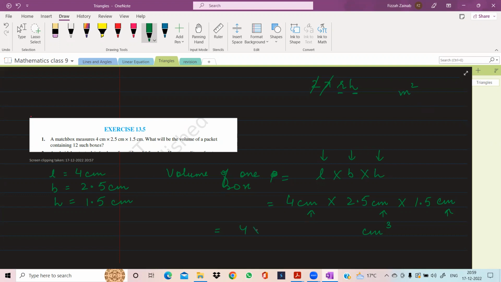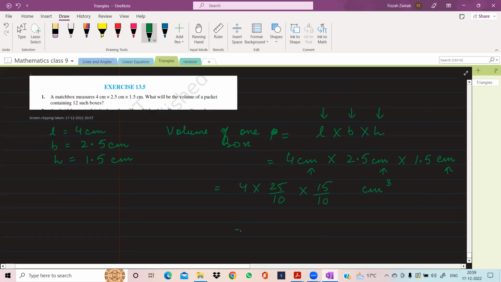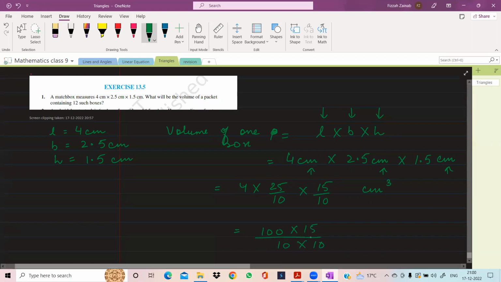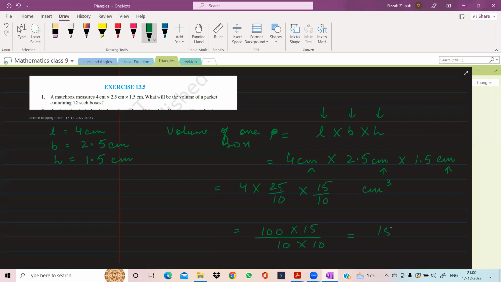Anyway, so 4 into, now this is 25 by 10 into 15 by 10. Okay, so this is simple. 25 into 4 is 100. 100 into 15 divided by 10 into 10. So both the 0s will be cancelled out. It will be 15 centimeter cube.